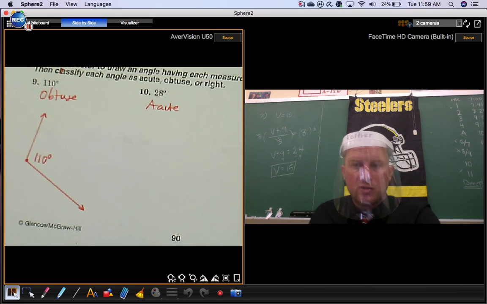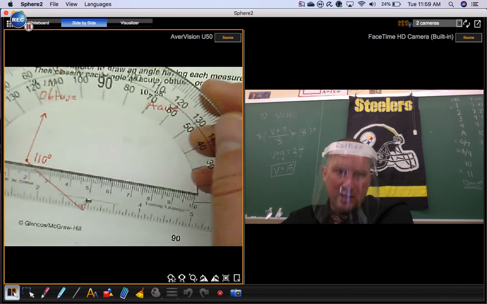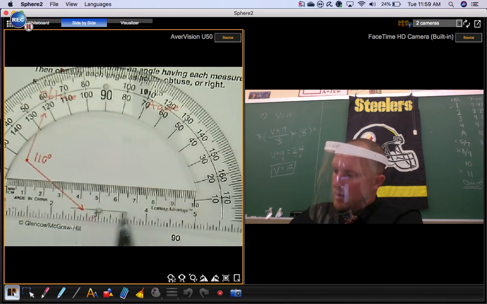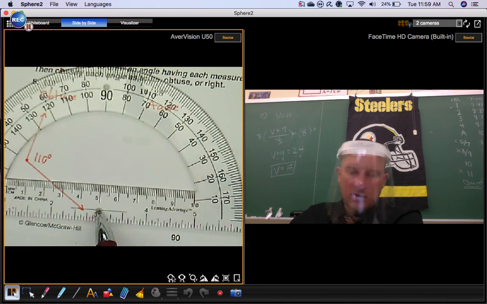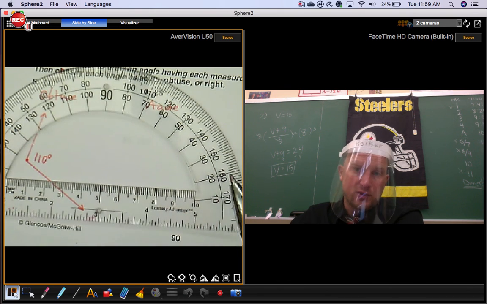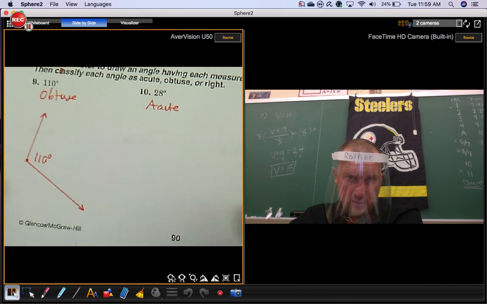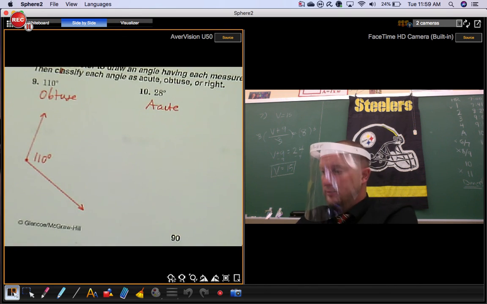That's how you use your protractor. All you're doing is just setting it down. You're going to make a point in here for your vertex, a point on the 0, and then a point on the number of the angle that you want. And then you connect them back to the vertex. Okay, so we'll try another one. Number 10, you want a 28 degree angle.